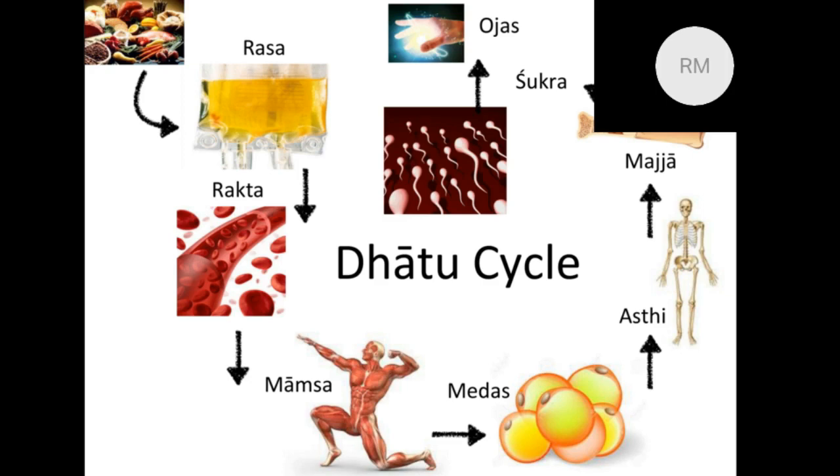This is sometimes confusing, because if you reduce Majja to just bone marrow, then it doesn't fulfill the Ayurvedic understanding of Majja, which also extends to include the nervous system. In Ayurveda we would say there are three types of Majja: the yellow, the red, and the brain and spinal cord. All these are Majja Dhātu.